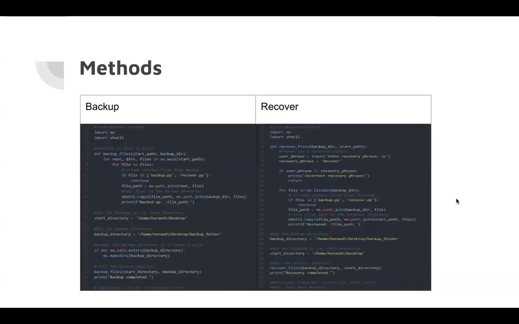As our benignware, we chose backup recovery scripts, so they behave similarly to the ransomware. On the left-hand side, you see our backup script. It goes through the same desktop path and pretty much backs up every file except for itself and a recovery file in a specific folder. And the recovery file, whenever you want it, you can just trigger it, and it will recover all the files from that folder to the desktop.